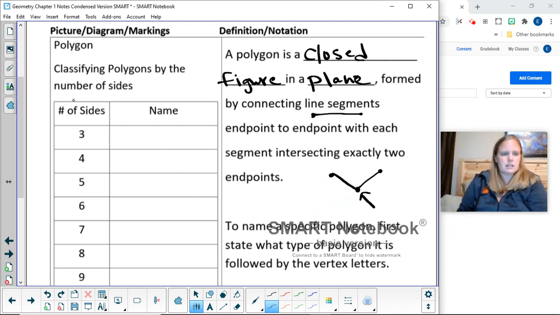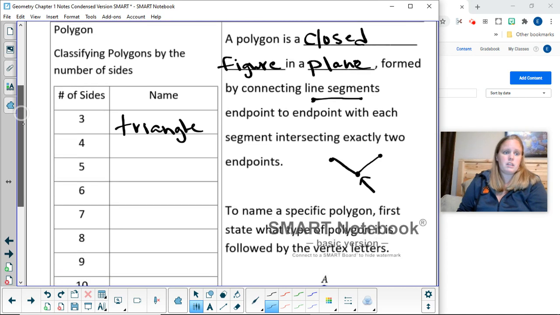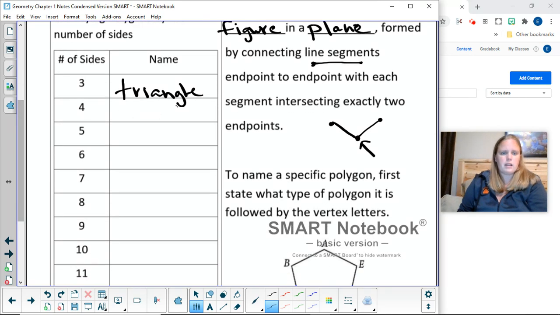All right, when we are classifying these polygons, we're going to be classifying them by the number of sides that they have. And a lot of these are probably really familiar for you. So a three-sided polygon is a triangle. The four-sided polygon actually confuses a lot of people. They think square or rectangle right away. But there's lots of different four-sided polygons: kites, trapezoids, rhombus, parallelogram. And so anything with four sides is called a quadrilateral.